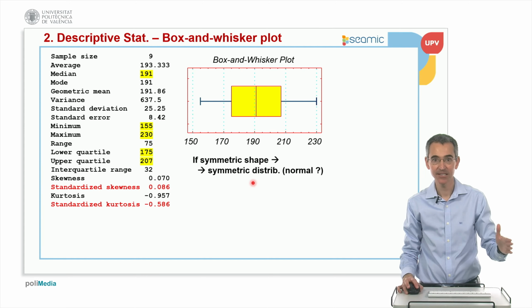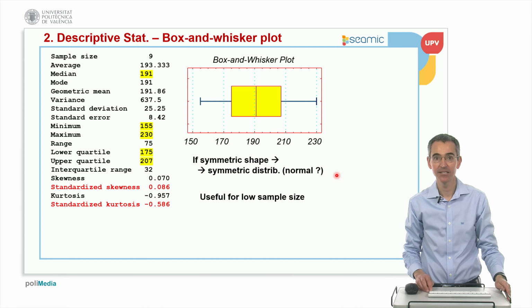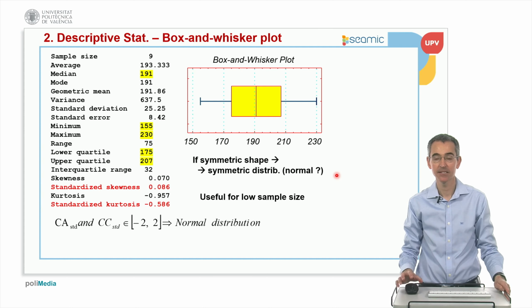If the shape is symmetric, I can say that the distribution is symmetric, and quite likely it could be a normal distribution. So it is useful when the sample size is small. How is it obtained? Well, this is called the box. The line inside the box corresponds to the median, 191. The left end of the box is the first quartile, 175. The right end of the box is the third quartile.